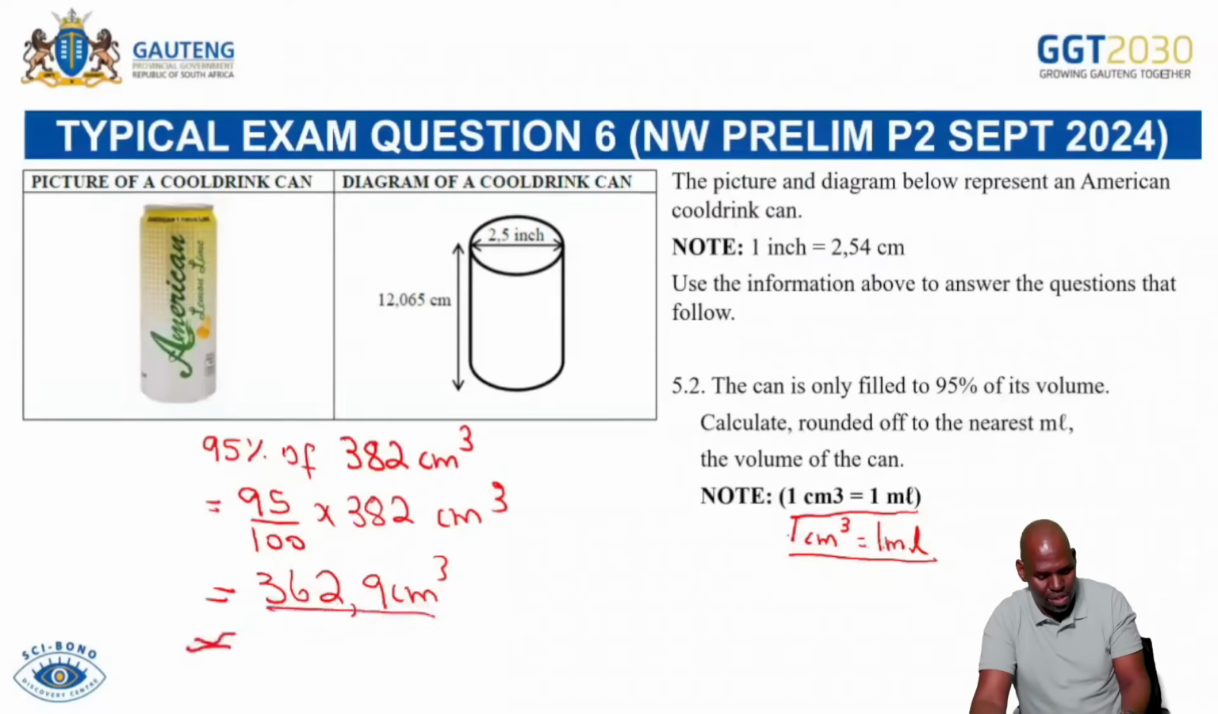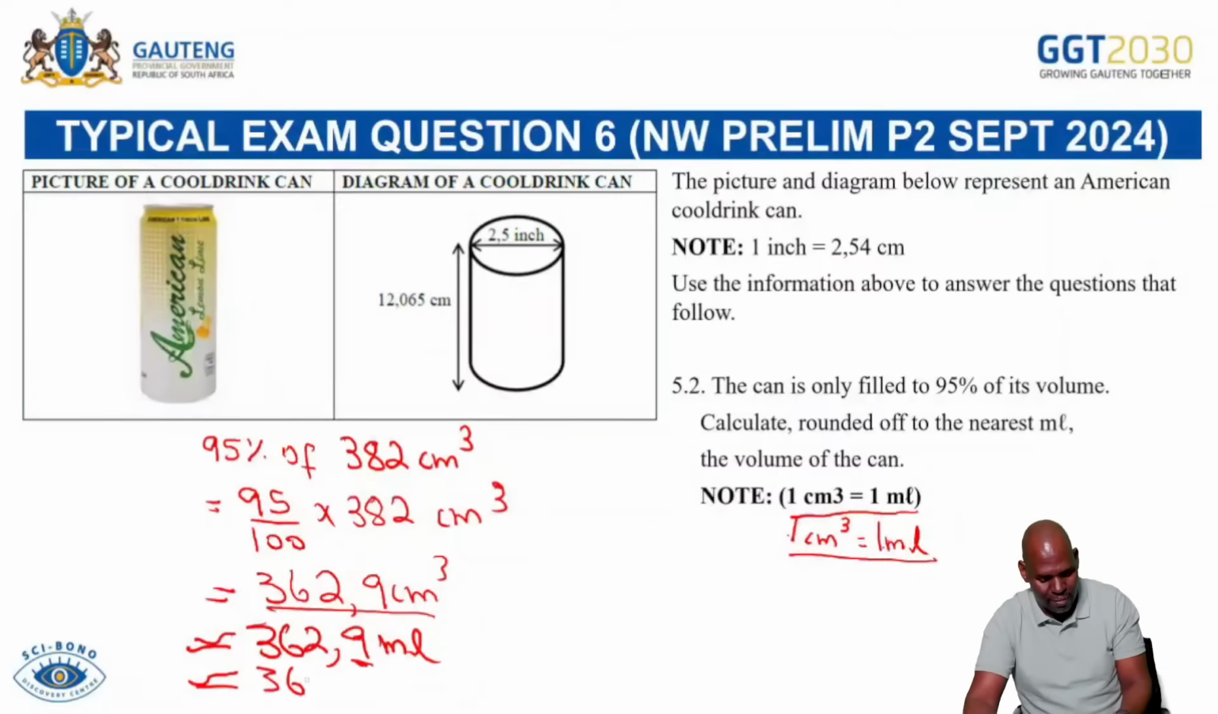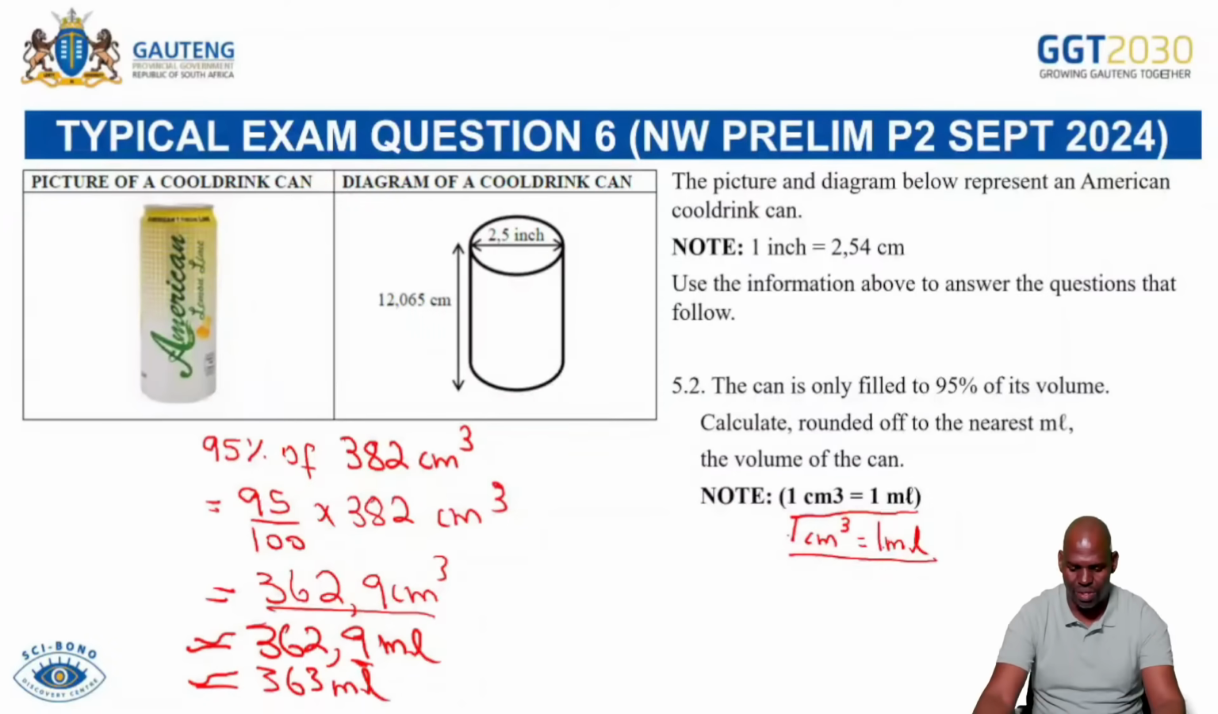So therefore, this is the same as 362,9 milliliters. Then now we need to round it off to the nearest milliliters. To the nearest milliliters, 362, it's either going to remain the same or it's going to change to 363. So this will change to 363 because the first digit after the comma is 5 or more. So this is 363 milliliters. So that is how we're supposed to do this question 6.